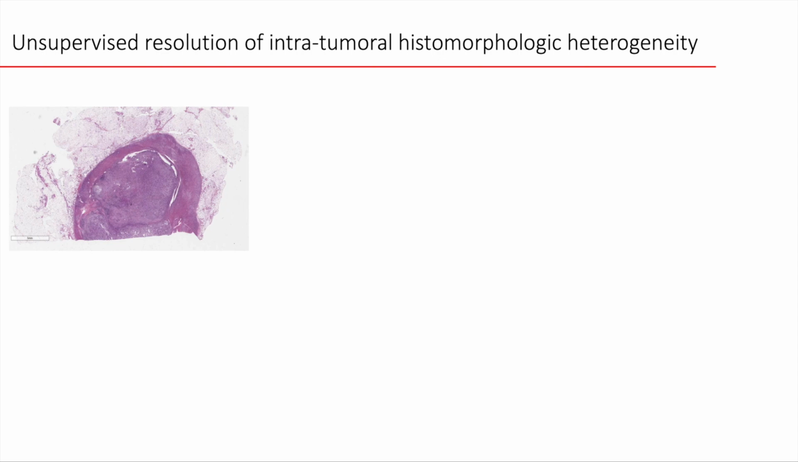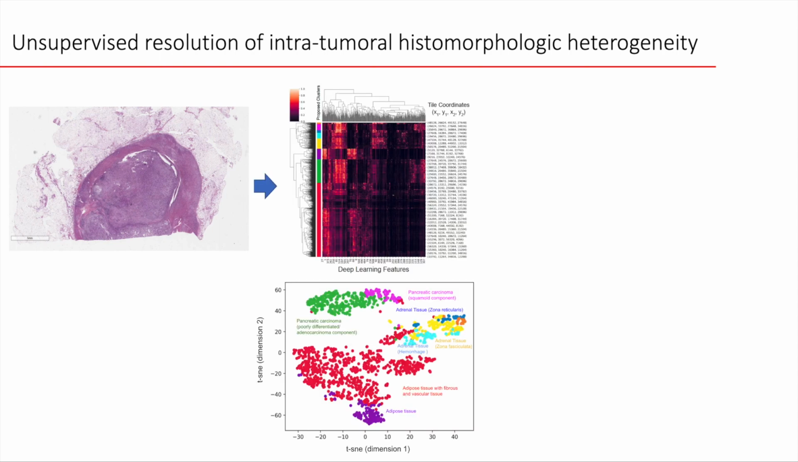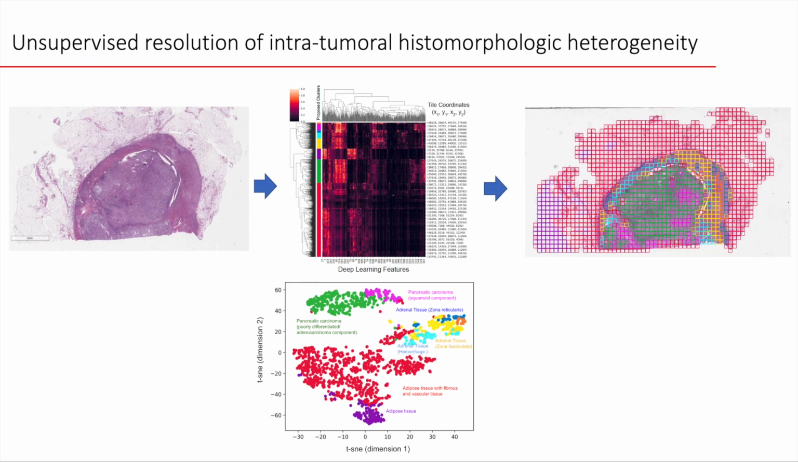So this is an adrenal gland, again surrounded by fat, but in the adrenal gland there is a metastatic pancreatic adenocarcinoma. We can again take this slide, decompose it into these 516 micrometer square tiles, extract the feature representations in a final layer, and then subgroup them based on similarity. And you can see this is the product.